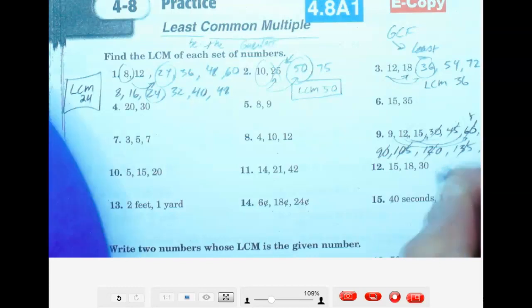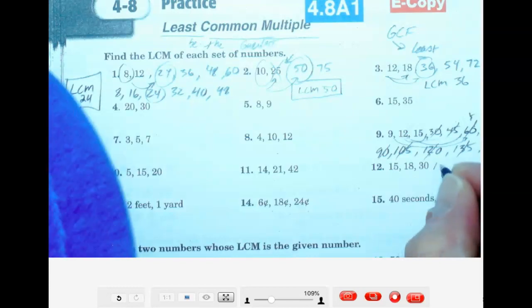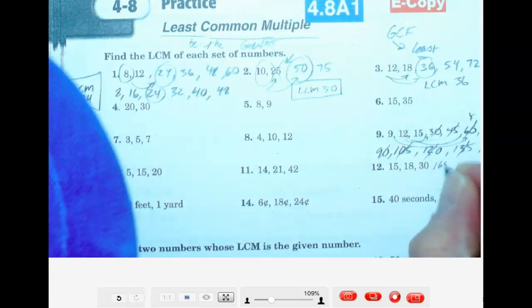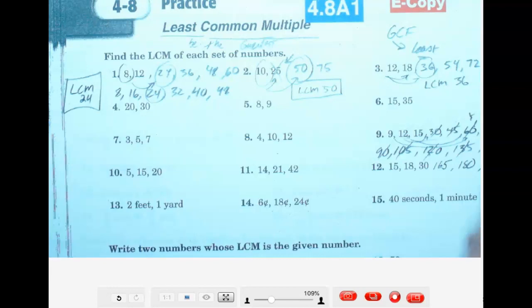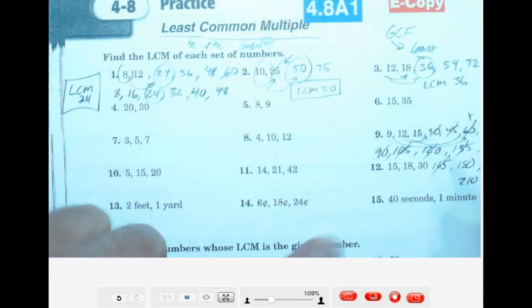The next one would be 165, and then 180, and then 195, and then 210. And we just keep checking. I'm just going to cross the odd numbered ones off.